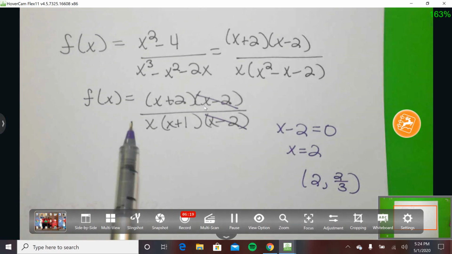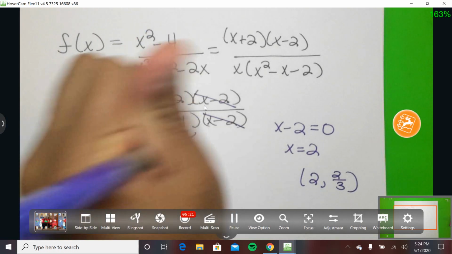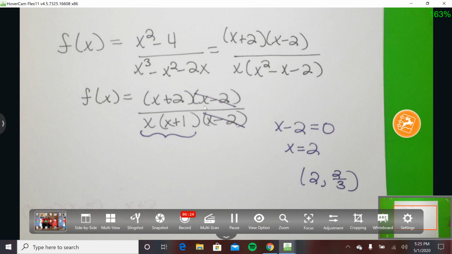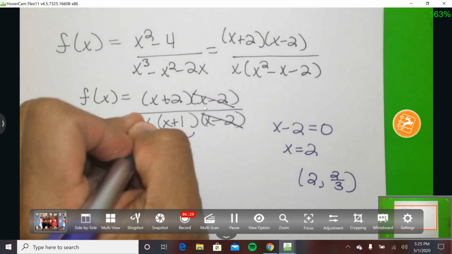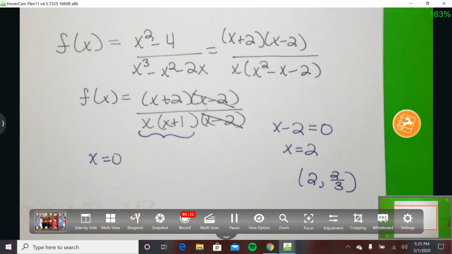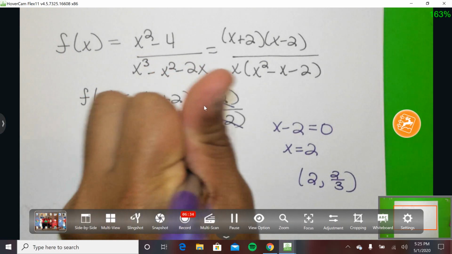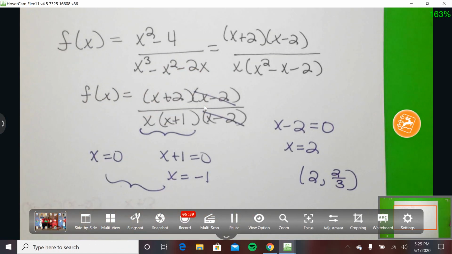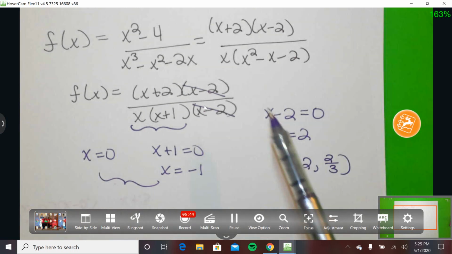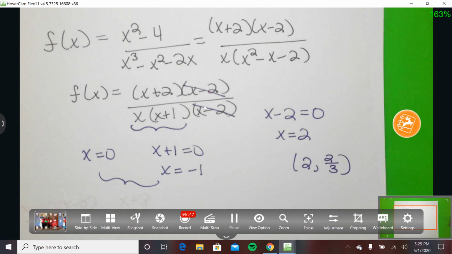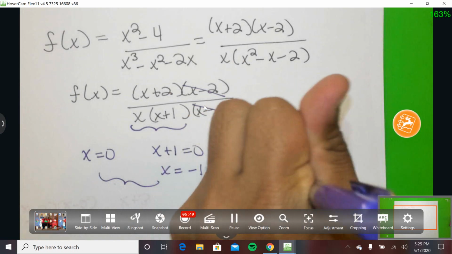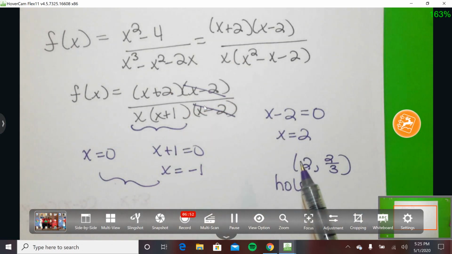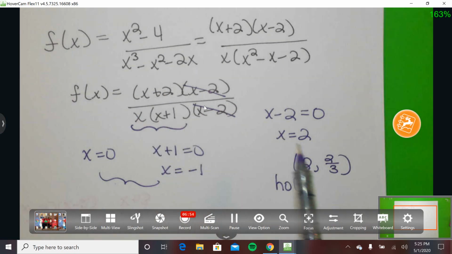Now, what's left, you always are concerned with the bottom. Those are going to be your asymptotes, because they are not removable. So this one is going to be x equals 0. And this one, set it equal to 0 and solve, and you get x equals negative 1. So these right here are your asymptotes, x equals 0 and x equals negative 1. And this one here is your removable discontinuity, because you removed it. Therefore, it created a hole at x equals 2. And when you plug this 2 back in here, you get your 2/3.